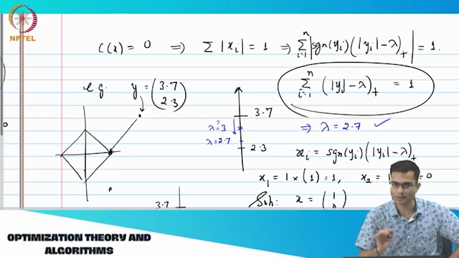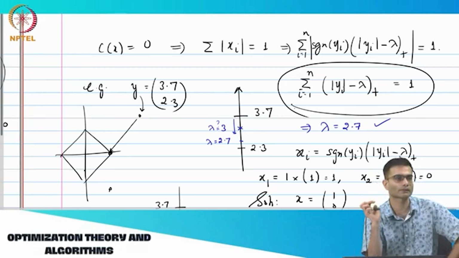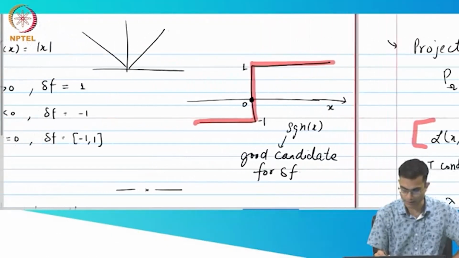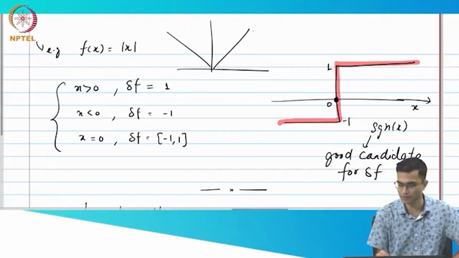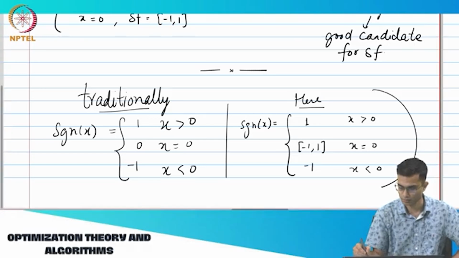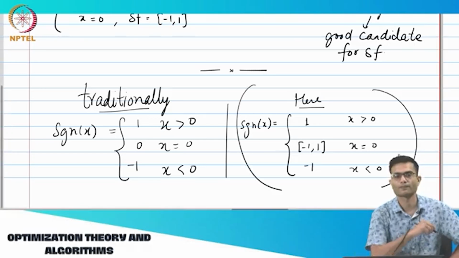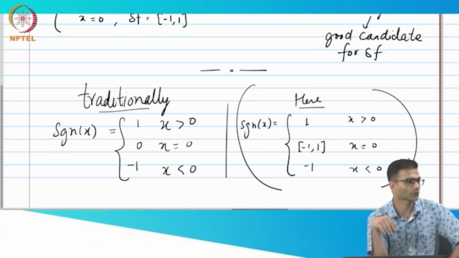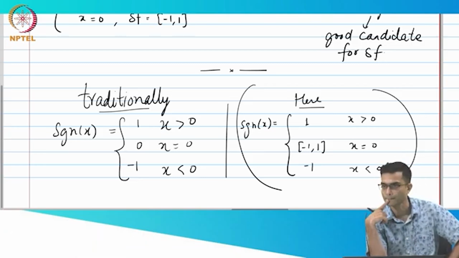In this part, are there some points which are not clear? The only update is that you should keep in mind that this is our definition of the signum function that we are using. At 0, we are going to let it be free, -1 to 1.